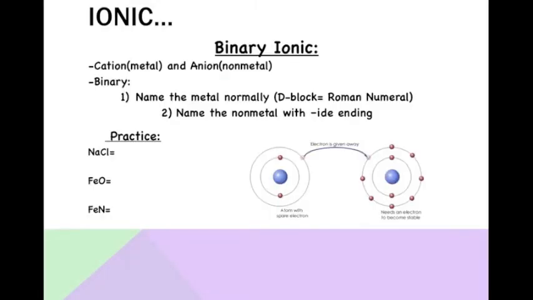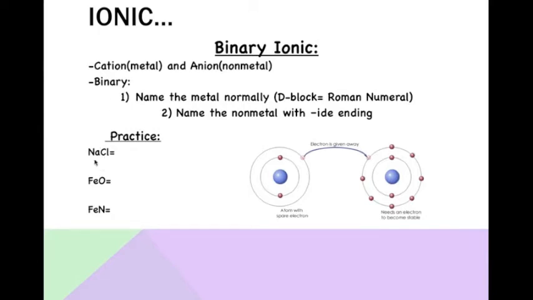Now we're going to name binary ionic compounds. First you start with a cation, which is a metal, and then you'll name the anion, which is a nonmetal. You're going to name the metal normally, unless it's a D block, and then you're going to use a Roman numeral for the charge. And then you'll name the nonmetal with the ide ending.